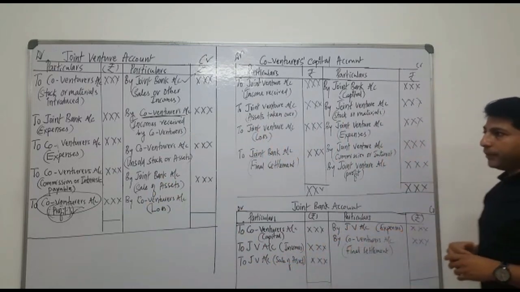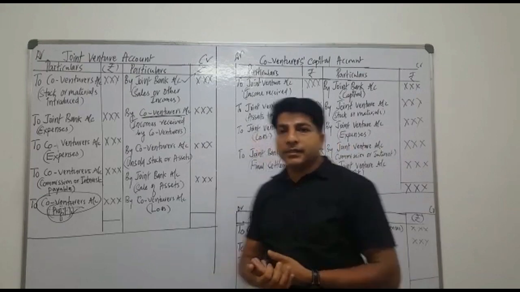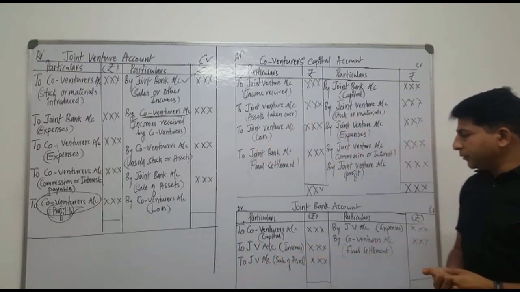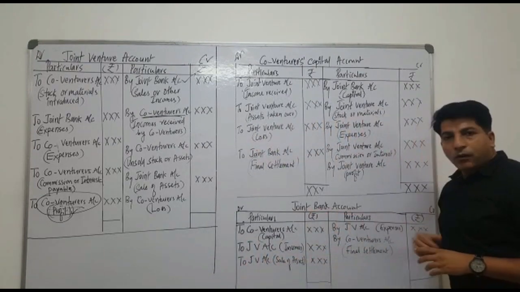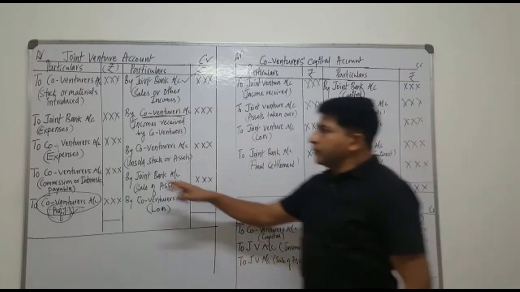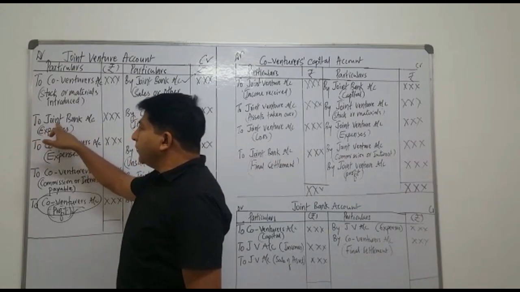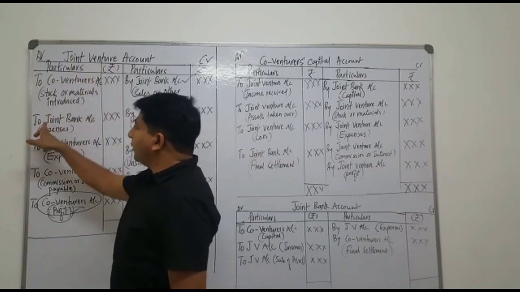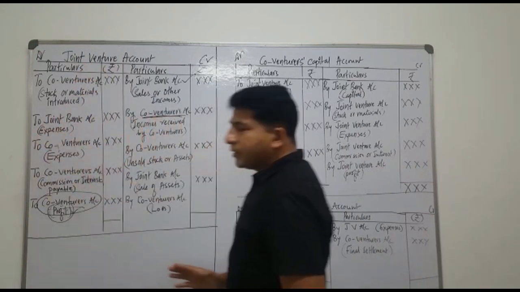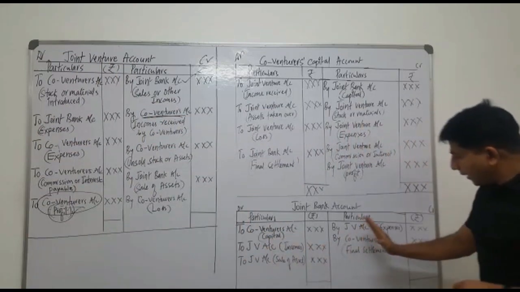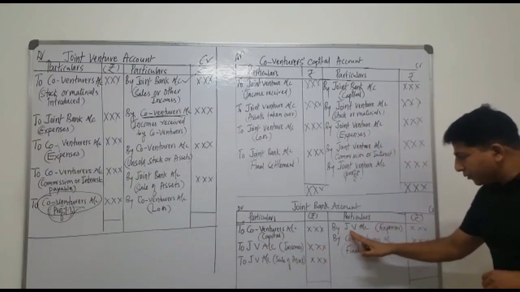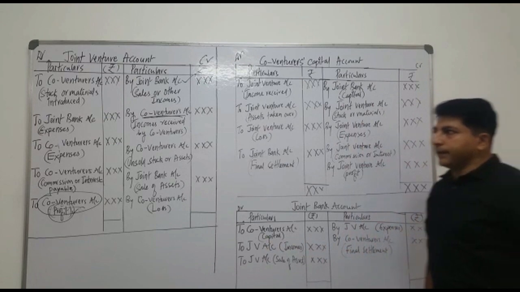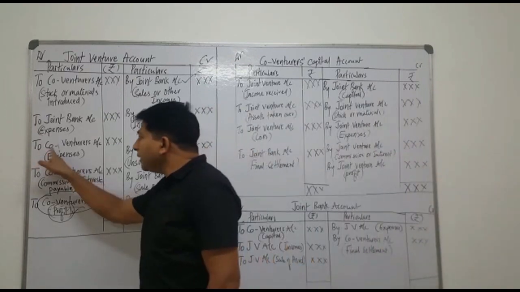Next, payments. Here the expenses will be met through joint bank account. If expenses are made through joint bank account, the entry is joint venture account to joint bank account. This is the cash payment, written on the payment side. Expenses.